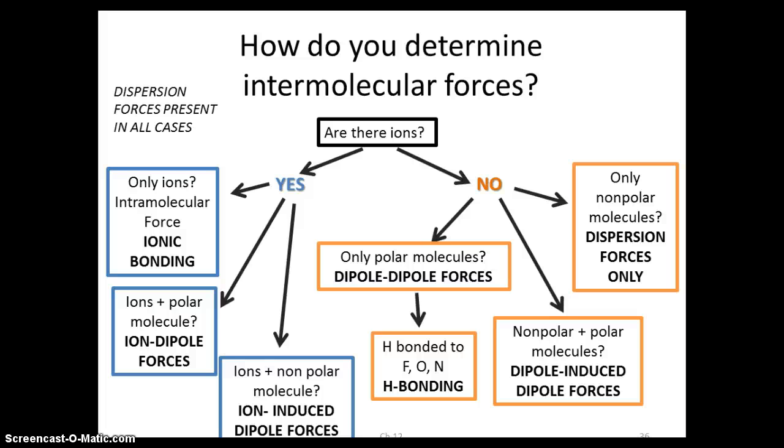So here, the first thing to know is, are there ions? If there are, you have to say, are there only ions? Maybe there are ions in a polar molecule. Maybe it's ions in a nonpolar molecule. If there are no ions, you have to ask, are there only nonpolar molecules? Are there nonpolar and polar mixed together? Or are there only polar molecules? And if there are only polar molecules, could there be hydrogen bonding? So I hope this chart will be a little bit simplified.